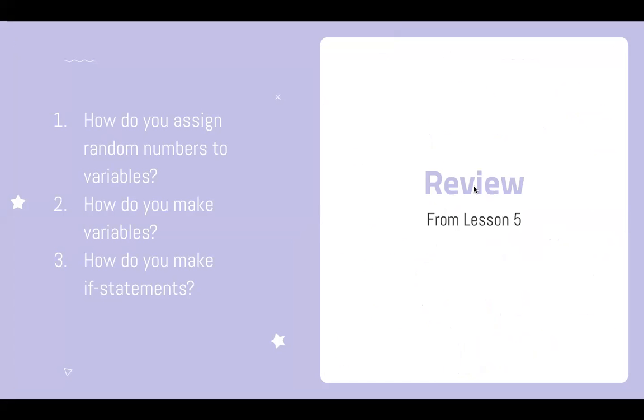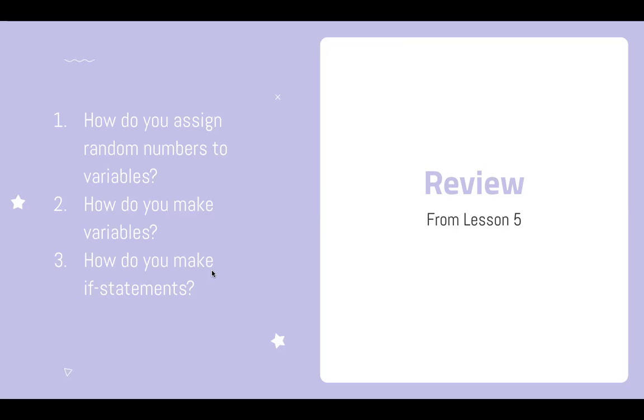All right, so here's some review from lesson 5. How do you assign random numbers to variables? Does anyone have an idea? Let's give you guys a minute, or you can just pause it. Great. Okay, well, you make a random call. So you call random and then put two values like 1 to 5, and it'll give you all the numbers from 1 to 4.999.